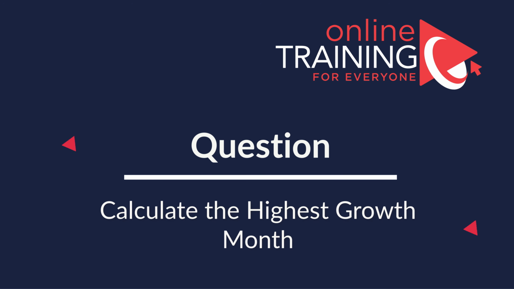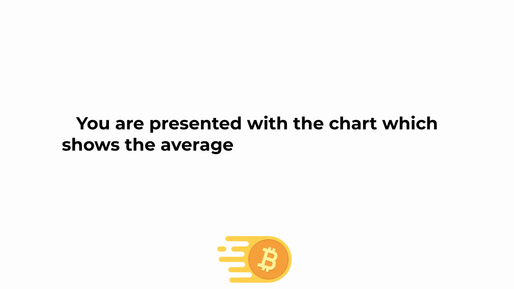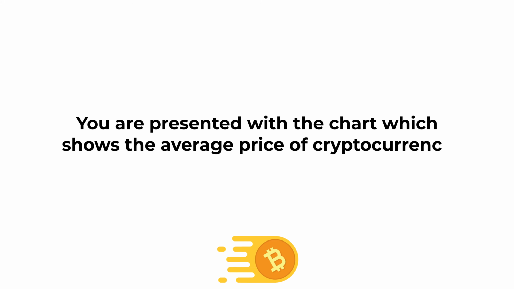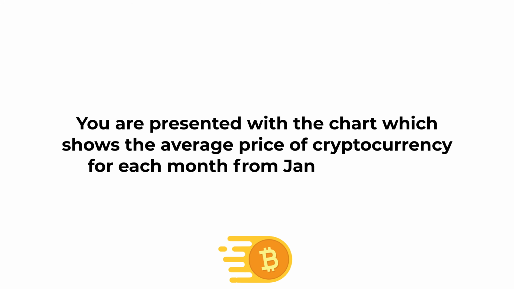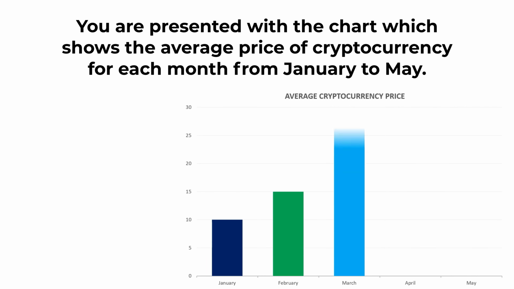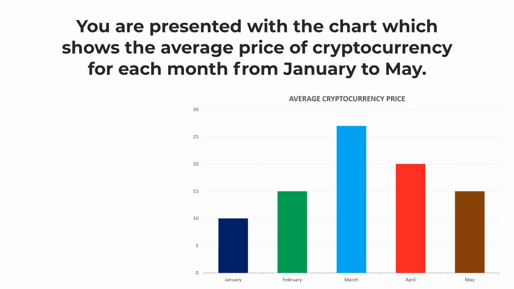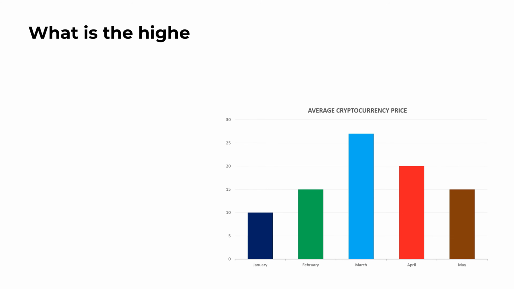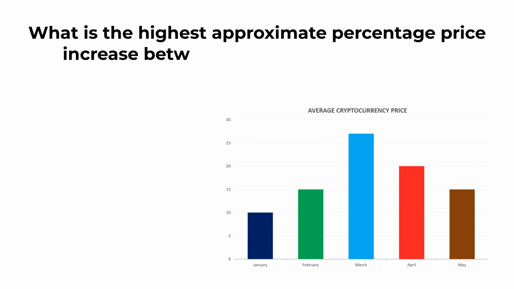Here's a cool question which tests your knowledge of percentages. You're presented with the chart which shows average cryptocurrency price. And the question tells you that the chart shows the average price of cryptocurrency for each month from January to May. And the question is, what is the highest approximate percentage price increase between 2 consecutive months?